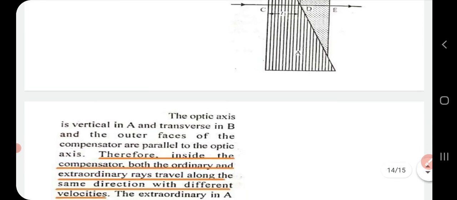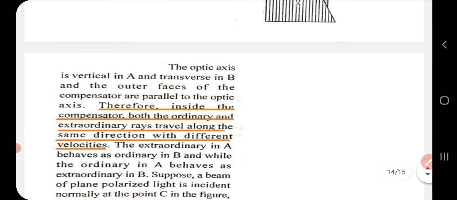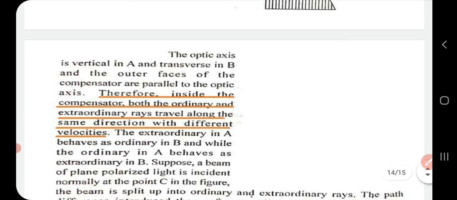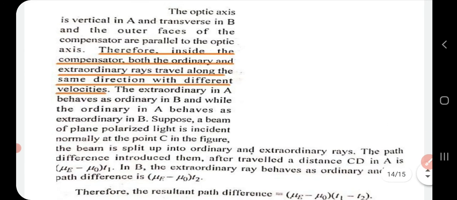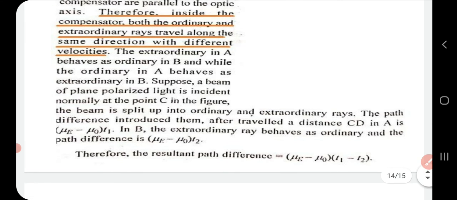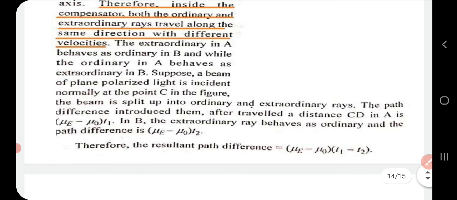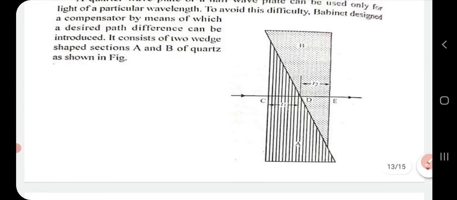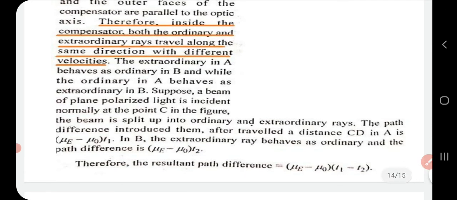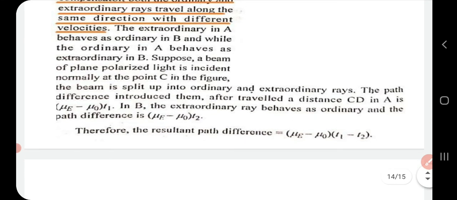That is the construction. Therefore, inside Babinet's compensator, both the ordinary ray and extraordinary ray travel along the same direction with different velocities. Now the extraordinary ray in A behaves as ordinary in B, and the ordinary in A behaves as extraordinary in B. It is the opposite. Now suppose that plane polarized light is incident at the point C in the figure. Then the beam will split into ordinary and extraordinary rays.